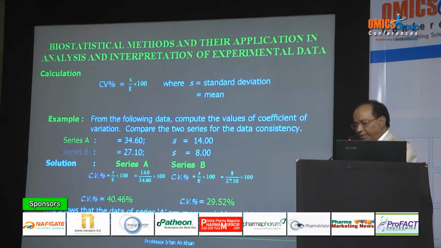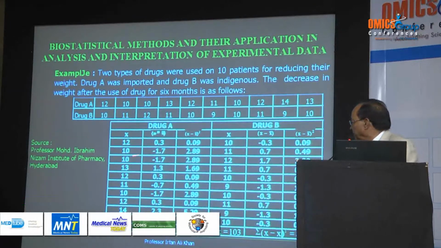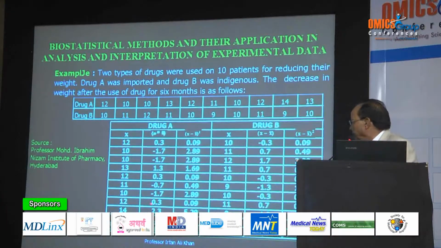I'll be talking about the next part of the application. Here I have taken two types of drugs on 10 patients for reducing their weight. Drug A was imported and drug B was indigenous. The decrease in the weight after use of the drug for 6 months is as follows. Actually, this is a project from the Government of India, but my friend did not disclose the name of the drug he is going to use for this project. He simply gave me these values.